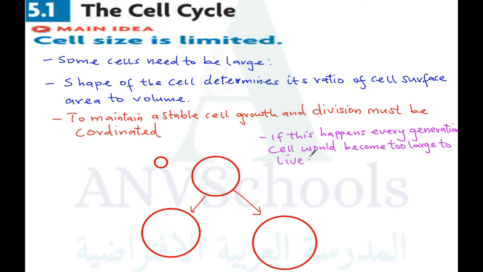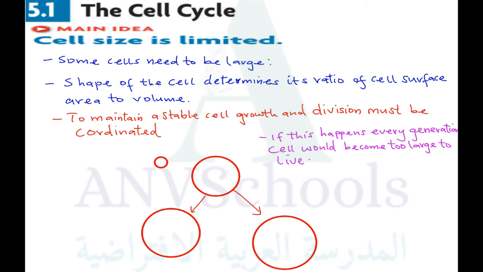So similarly, if a cell did not double its size before dividing, the daughter cells would be smaller than the original cell. If this happens each generation, cells would quickly be too small to live.